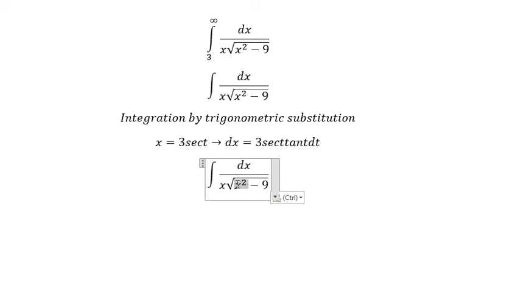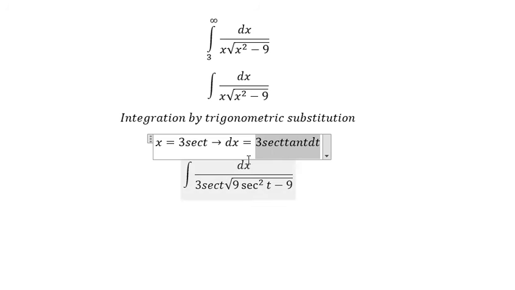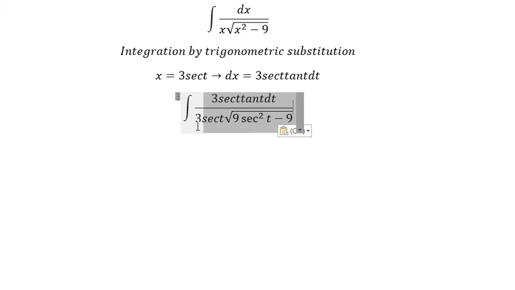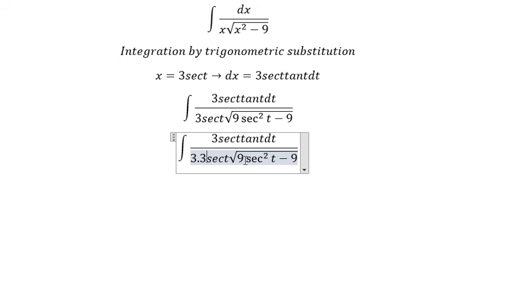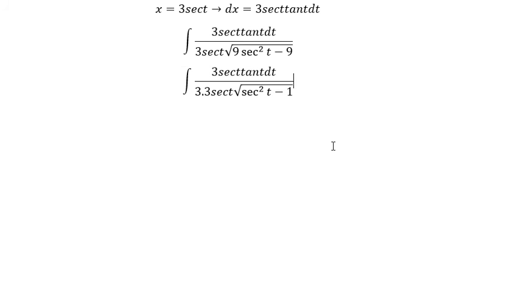So s to the power of 2 we change to 9 sec t squared. s we change for 3 sec t. ds we change for this one. Now we put number 9 outside, that's number 3, because the square root of number 9 is number 3, that's why we can put number 3 outside.